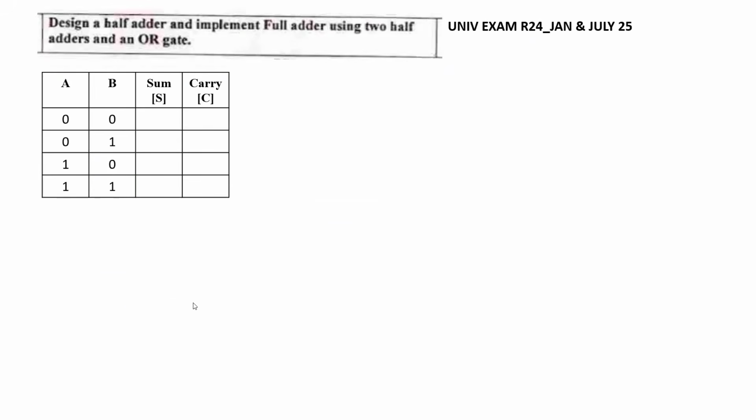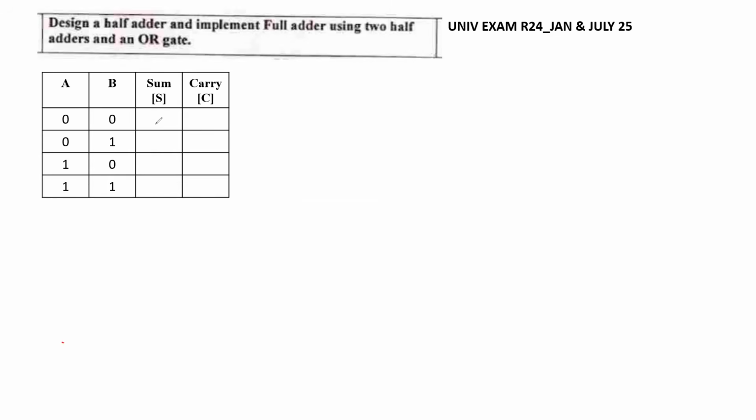Next question is about designing a half adder and implementing a full adder using two half adders and OR gates. Here they are telling us to design the half adder first. So first we'll go for the half adder. In case of a half adder, how many inputs are there? In a half adder, two inputs are there. So with the help of 2 bits, 4 combinations are possible.